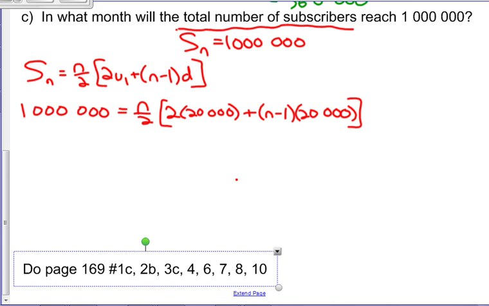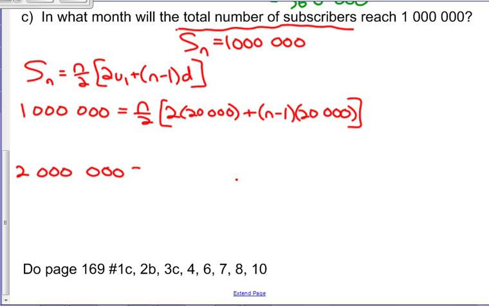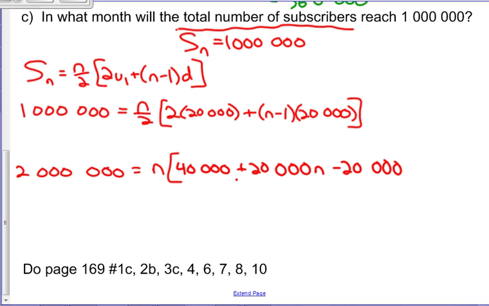If I do want to make it a little easier to work with, maybe I'll multiply both sides by 2 to get rid of my fraction. And that means I'll just have a regular n here. Think about what's happening in these square brackets. I'd have 40,000 plus 20,000n minus 20,000. And this becomes a little bit finicky to make sure that we do everything properly.